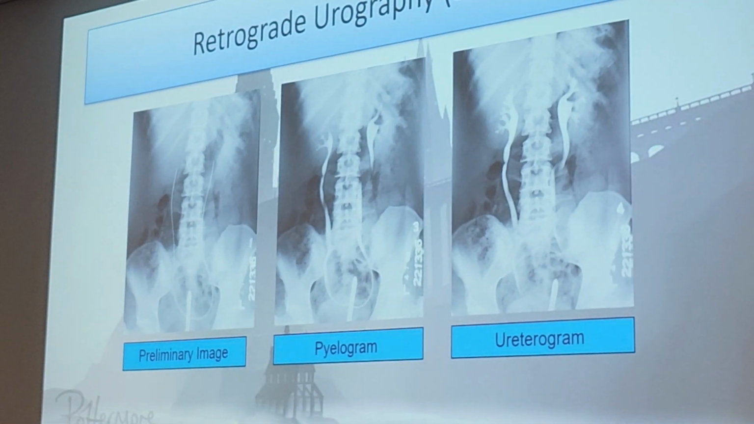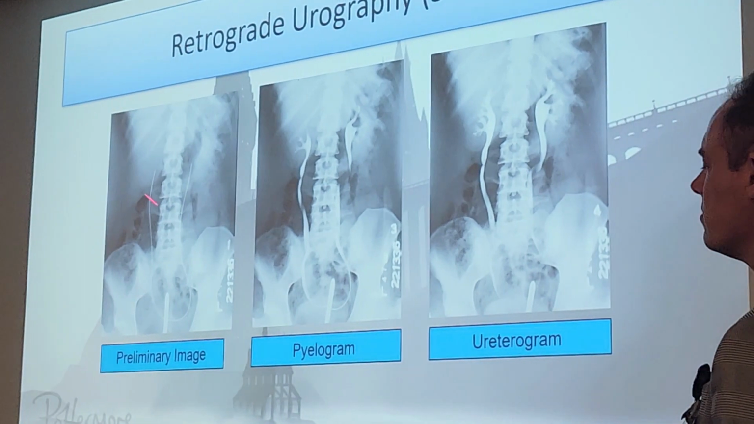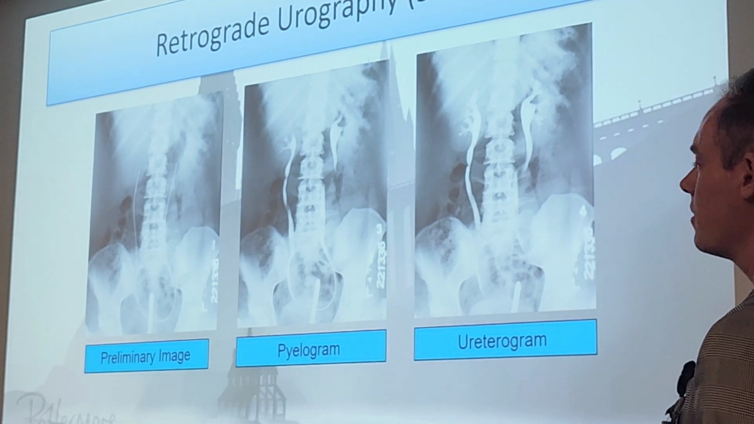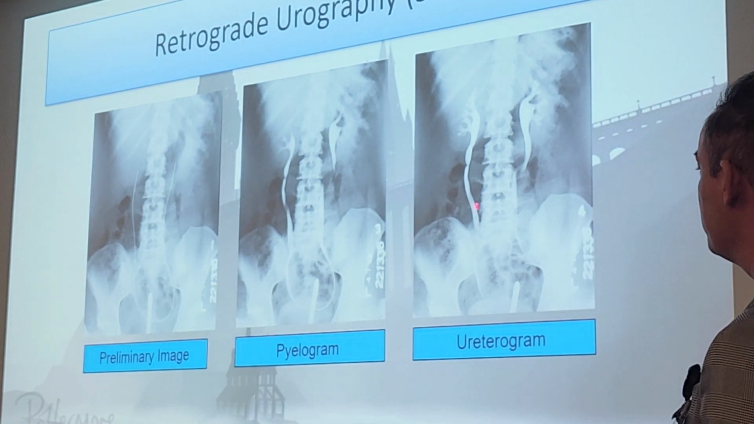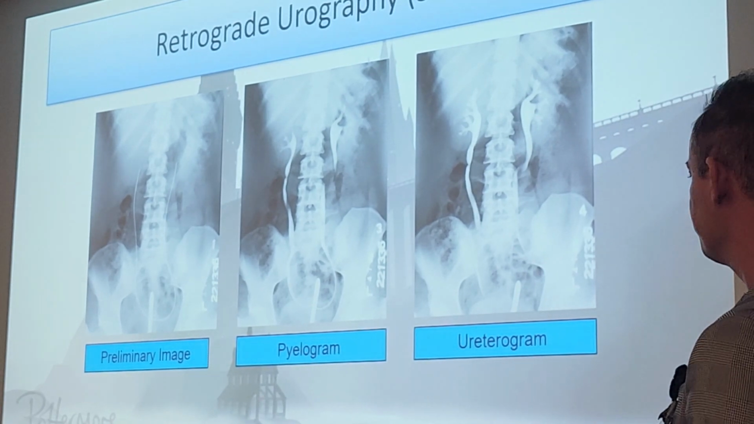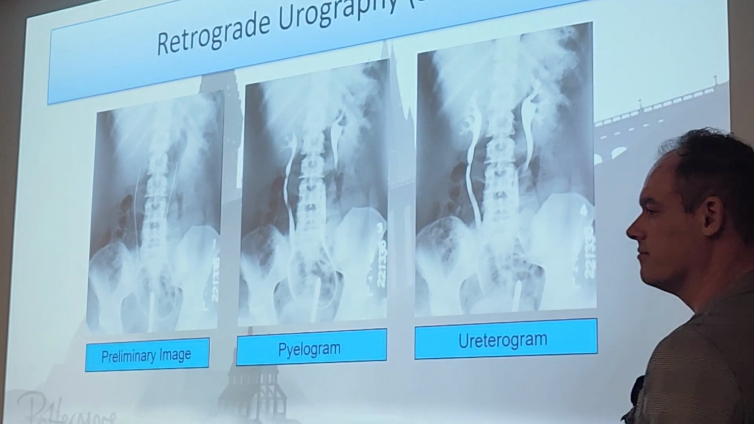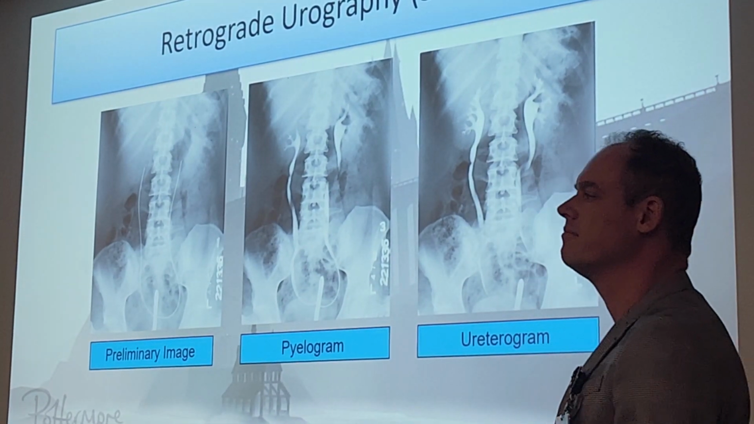So preliminary images, where the catheter is, check the placement. Pyelograms when you start filling up the pelvis and the calyces, and ureterograms when you get the full filling of the ureters, even though it's going down to up. Correct. To fill up the renal pelvis and calyces.